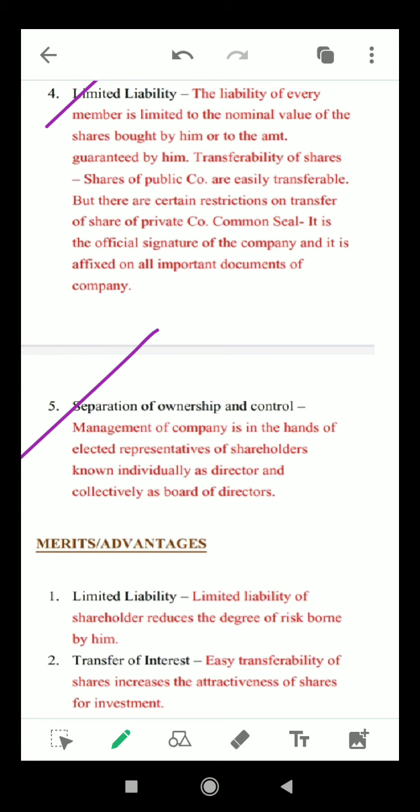Yes. Next is merits and advantages. Number 1 is limited liability. Limited liability of the shareholder reduces the degree of risk borne by him. That means the liability of a member in a company form of organization is limited to the nominal value of the shares they have acquired.